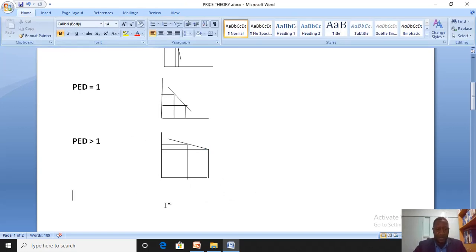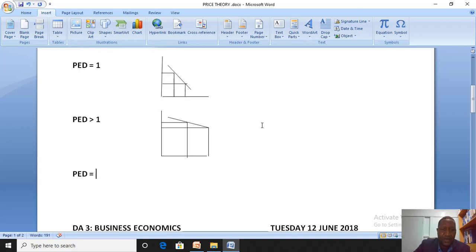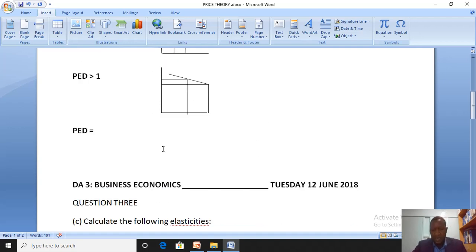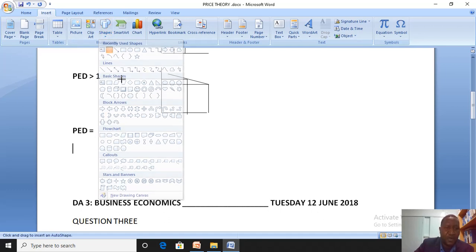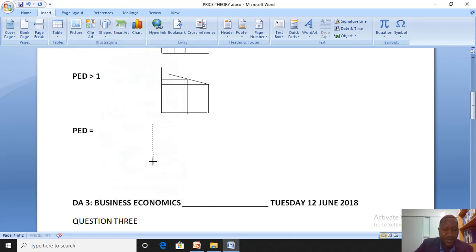Now PED equals infinite. This implies that consumers will buy infinite quantity of a product at any given market price, but any attempt to increase the price above the market price will cause demand to fall to zero. So something like this.